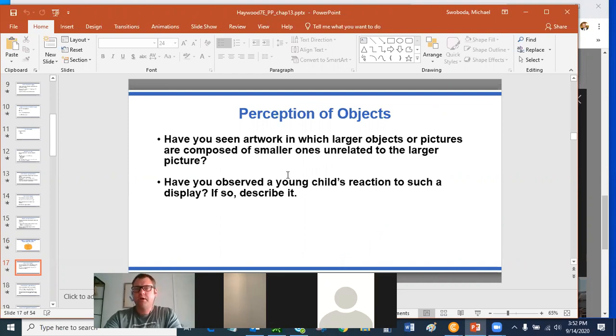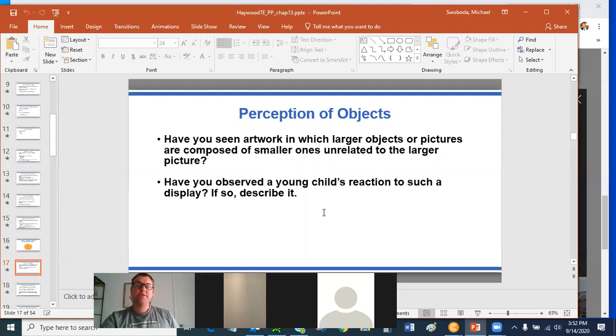This here, have you seen artwork in which larger objects or pictures are composed of smaller ones unrelated to the larger picture? This is not a collage, but it's where you take tons and tons of little pictures and make them into one bigger picture. I'm sure you've seen things like that before. Children won't be able to perceive each of the individual pictures. They'll only be able to perceive the greater, larger picture.